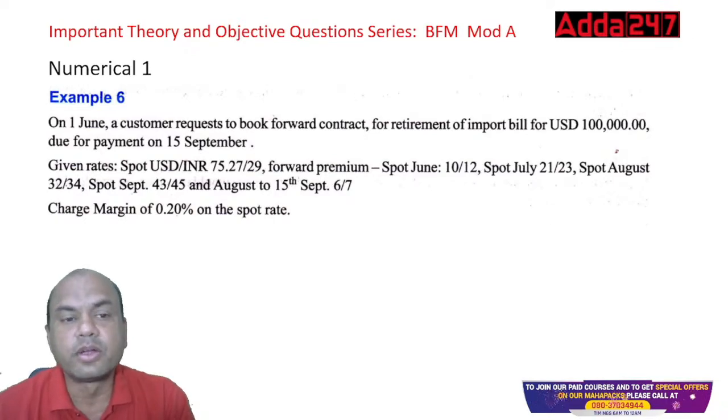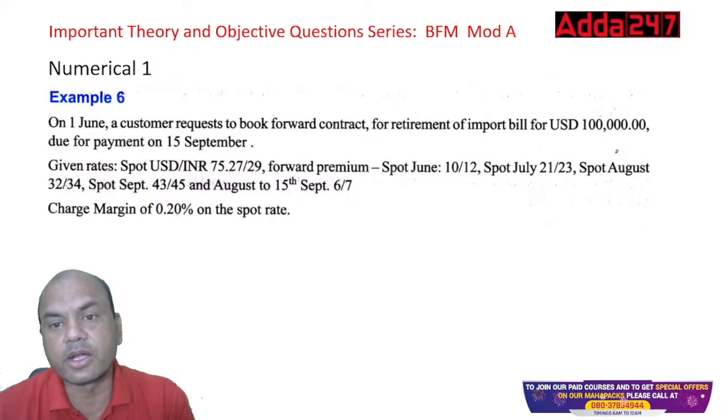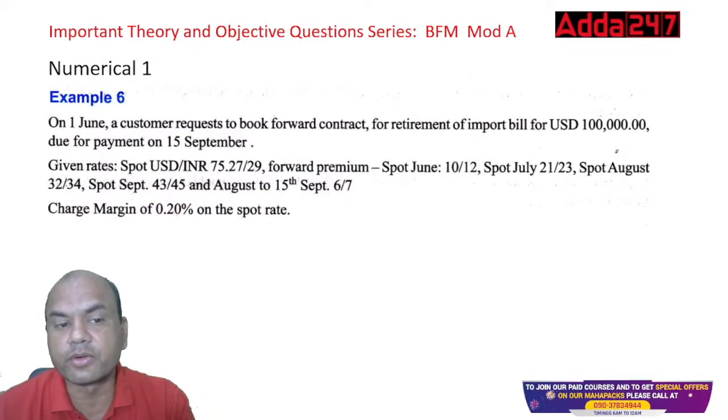On 1 June, the customer requests to book a forward contract for retirement of an import bill for USD 1 lakh due for payment on 15th September. Given the spot USD INR rate as 75.2729, the forward premium is given as: for June 10 to 12, for July 21 to 23, for August 30 to 34, for September 43.45. And for August to 15 September it is 6.7. So charge a margin of 0.2% on the spot rate.